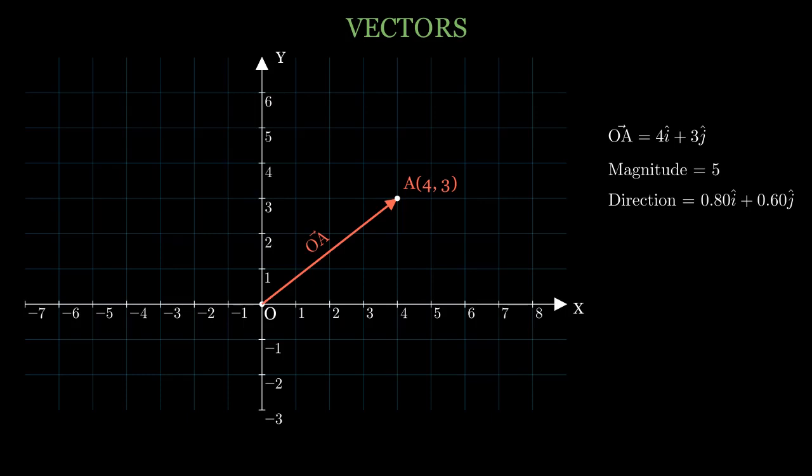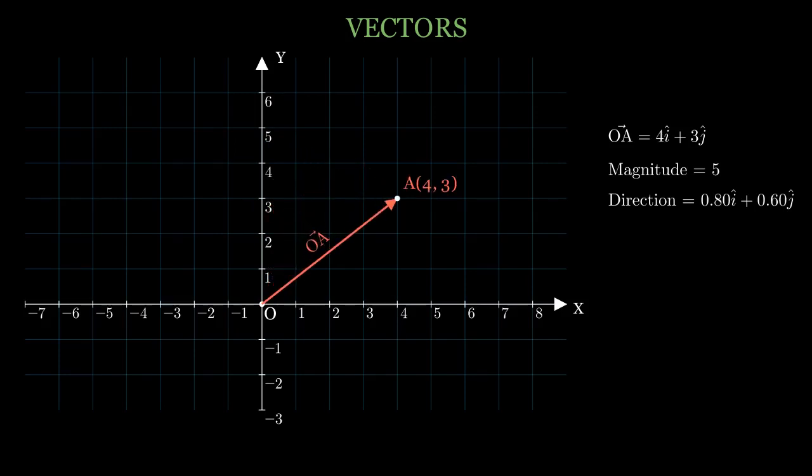Let us rotate this vector in order to align with the y-axis. The vector is now 0i plus 5j. The magnitude is the same, which is 5, but the direction has changed. So rotating vectors will not change the magnitude, but the direction will change. I hope all the viewers are understanding the concepts of magnitude and direction of vectors.